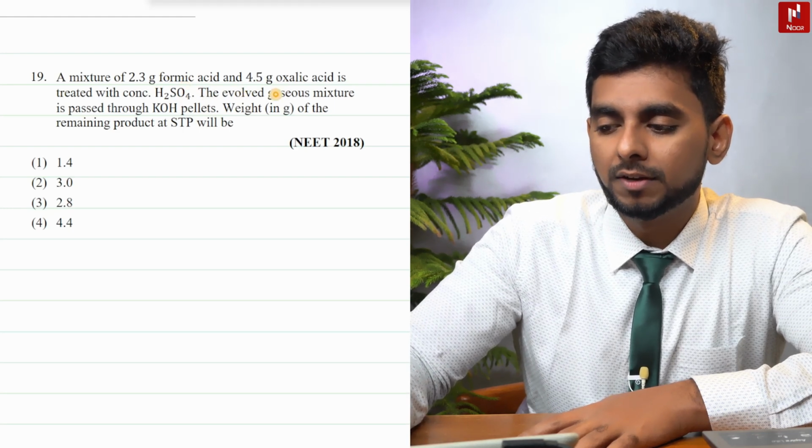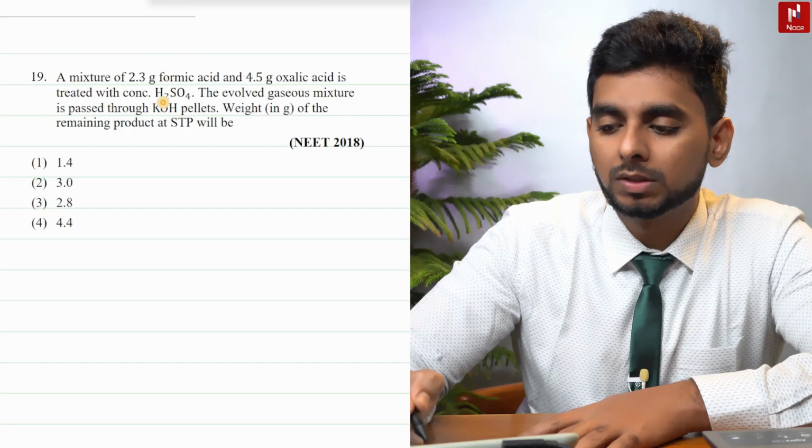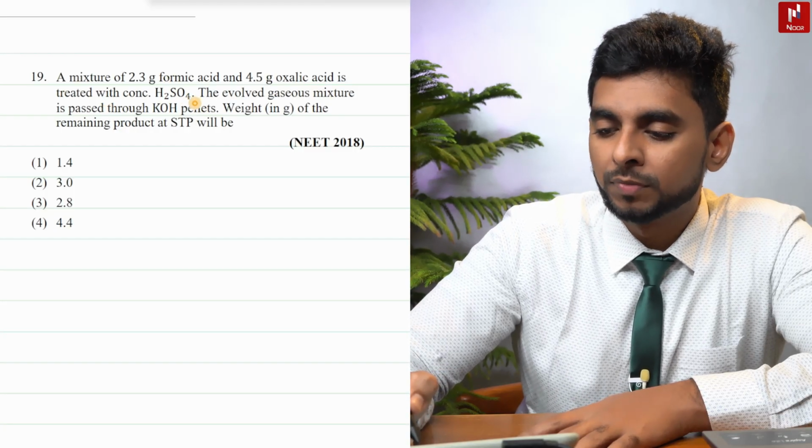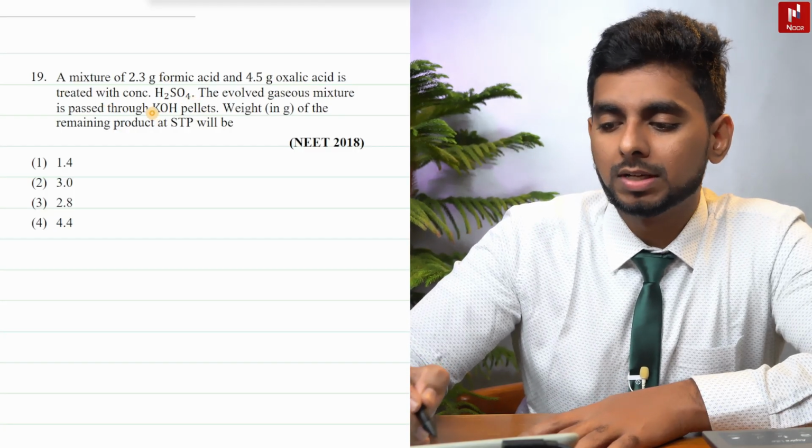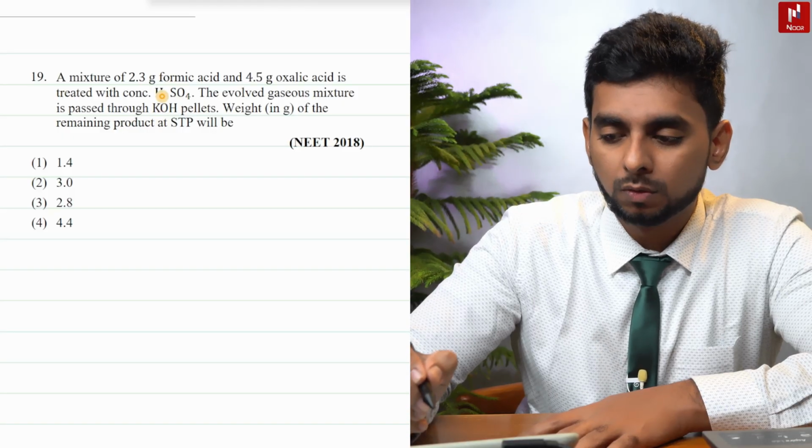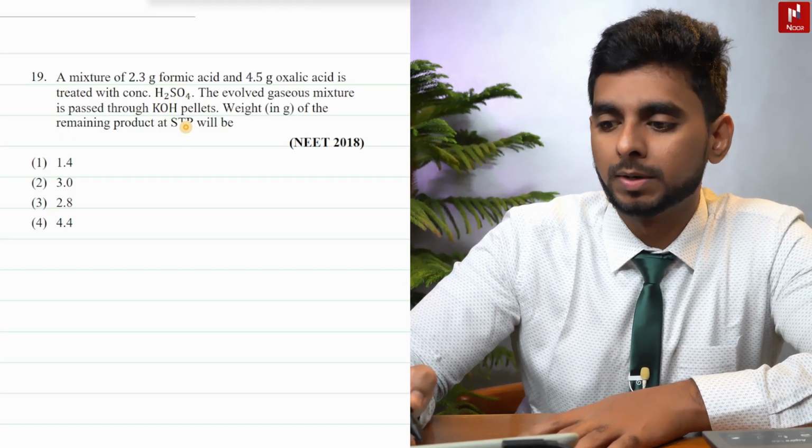And 4.5 gram oxalic acid is treated with concentrated H2SO4. Fine. So to solve this sum, you should actually know this equation. Only if you know this equation will we be able to solve this one.